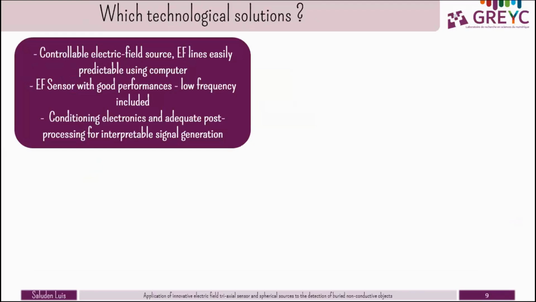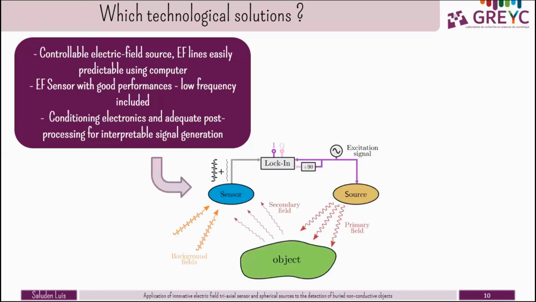This problem makes emerge the technological solution that we have to use. First, we have to have a controllable electric field source with an electric field that is easy to compute and easy to predict. That's really important. Then we have to have an electric field sensor with good performance, even in the low frequency range, and that is not quite obvious. And obviously conditioning electronics and adequate post-processing for the signal.